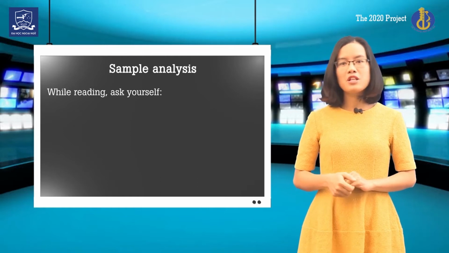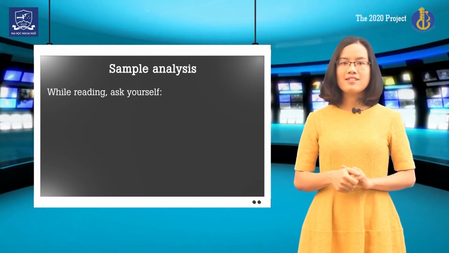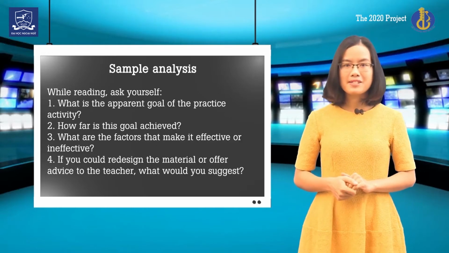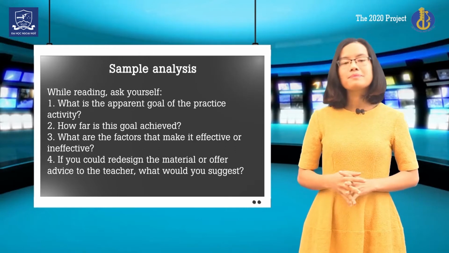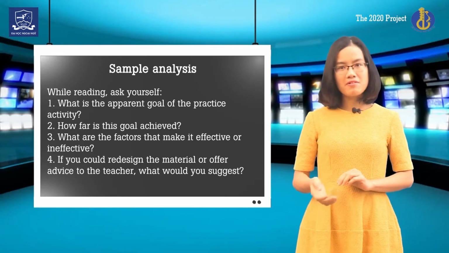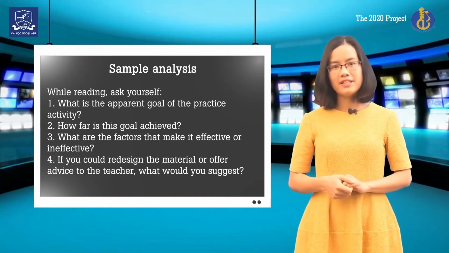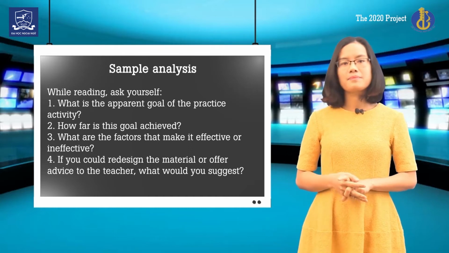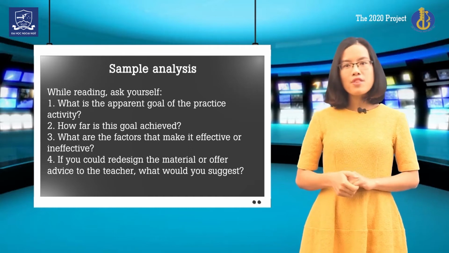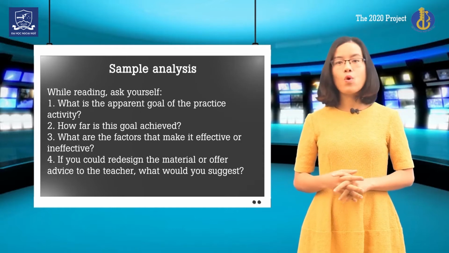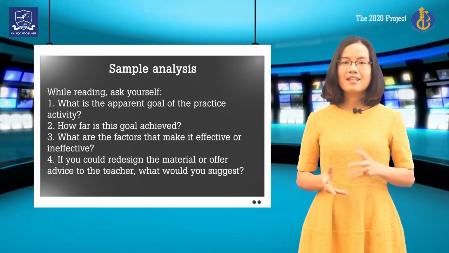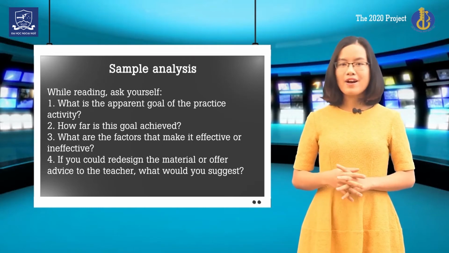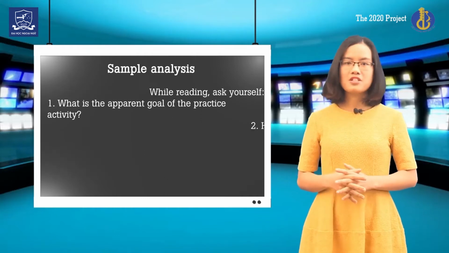For each scenario below, let's read carefully to understand what the teacher does in each activity. Then think about 4 questions below. Question 1. What is the apparent goal of the practice activity? Number 2. How far is the goal achieved? Number 3. What are the factors that make it effective or ineffective? And the last question, if you could redesign the material or offer advice to the teacher, what would you suggest?